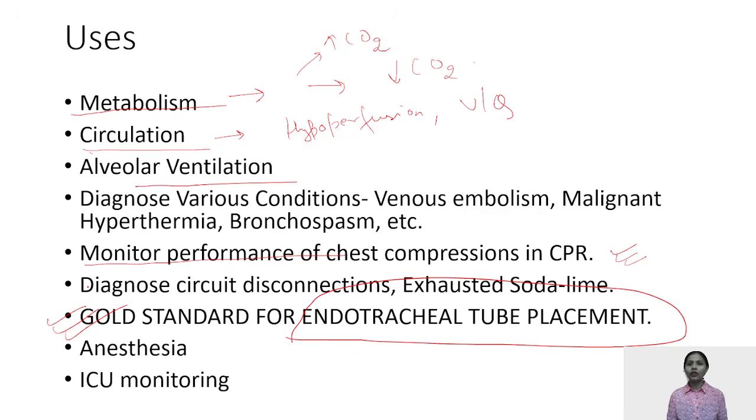And then it can help us during our anesthesia. It can be any kind of anesthesia, maybe regional, general anesthesia, and even monitored anesthesia care. Capnography is of utmost importance. And lastly, in ICU monitoring, for example, in a patient of respiratory failure or ARDS, it does have prognostic potential to tell whether the patient is improving or deteriorating. So these are the main uses of capnography.